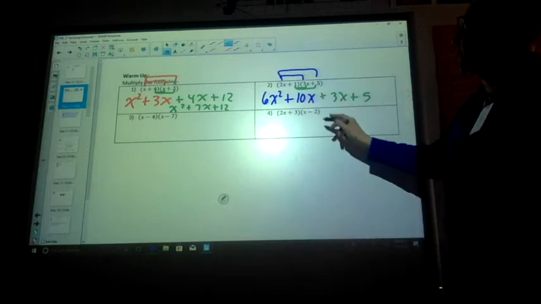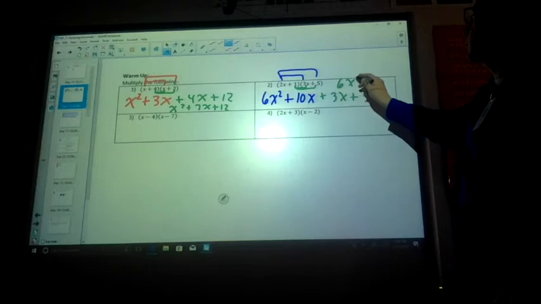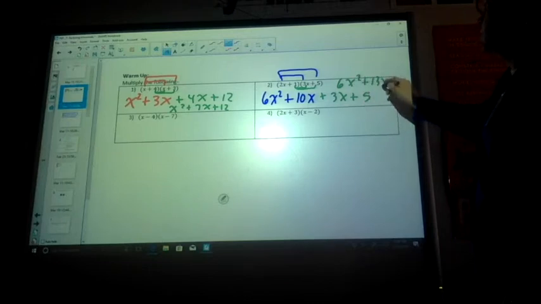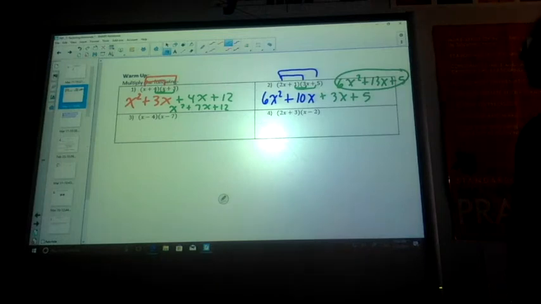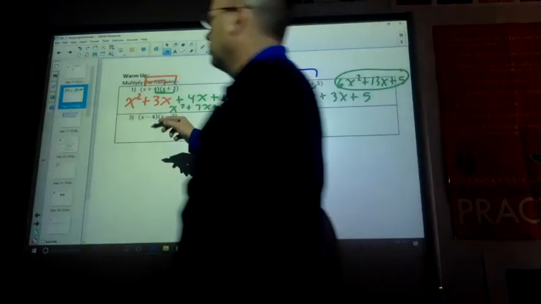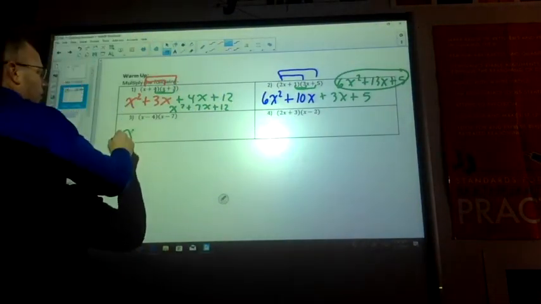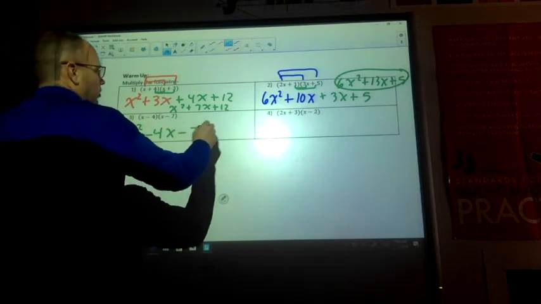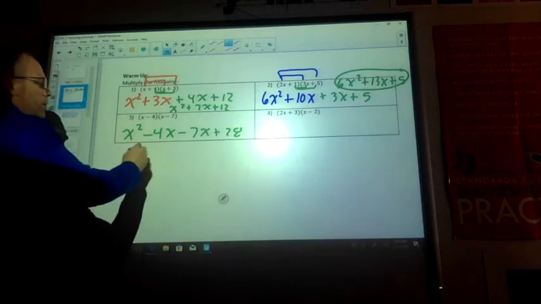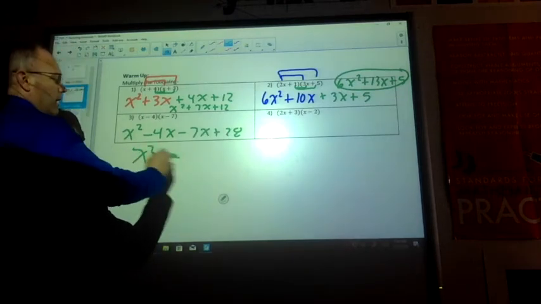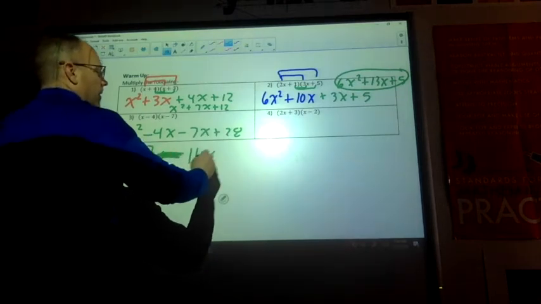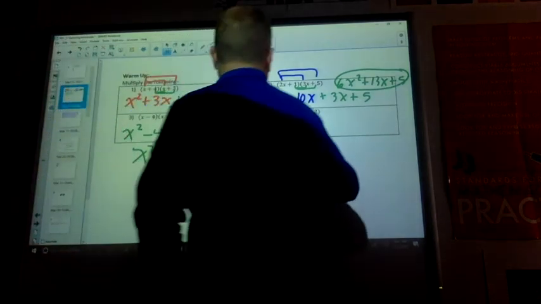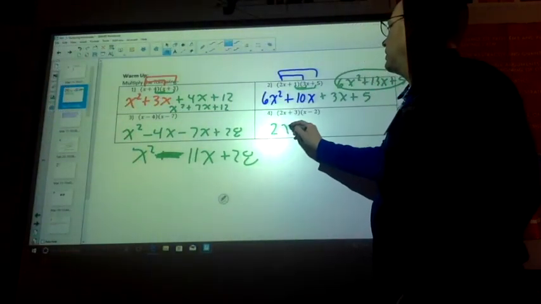Now we're going to put together the ones we know. So I wind up with 6x squared plus 13x plus 5. There's my answer there. And if I continue to multiply these out, this one is just going to be x squared minus 4x minus 7x plus 28, combined like terms. That's a minus. Again, if I just go through and multiply these, that's all I'm doing.